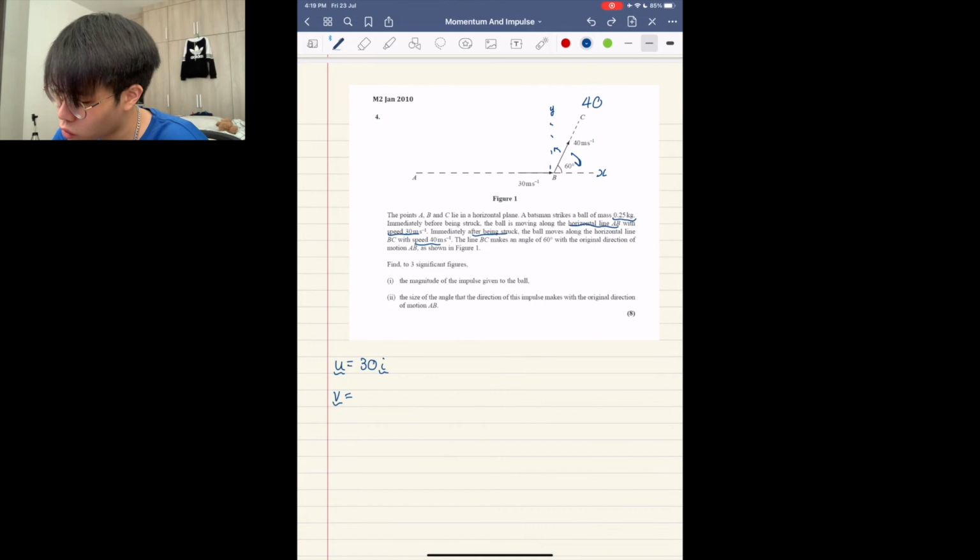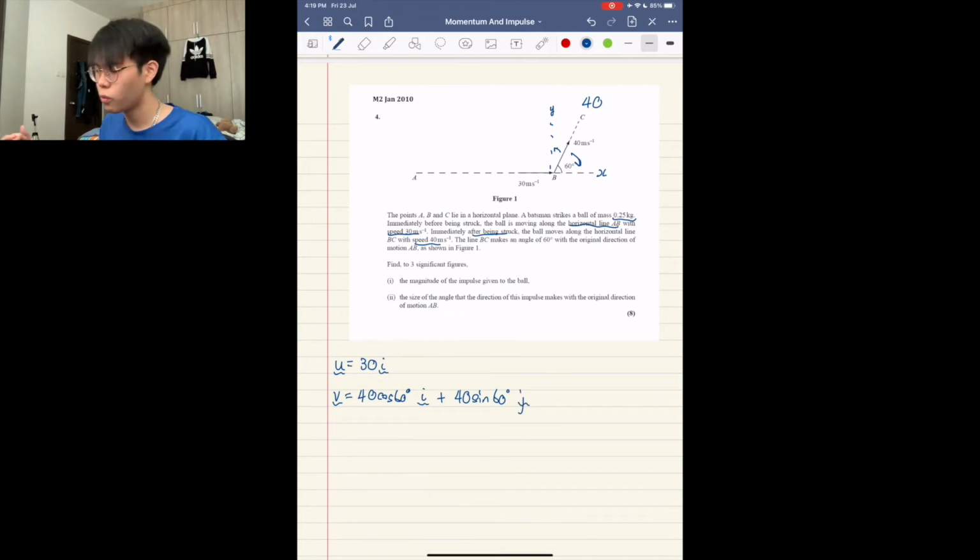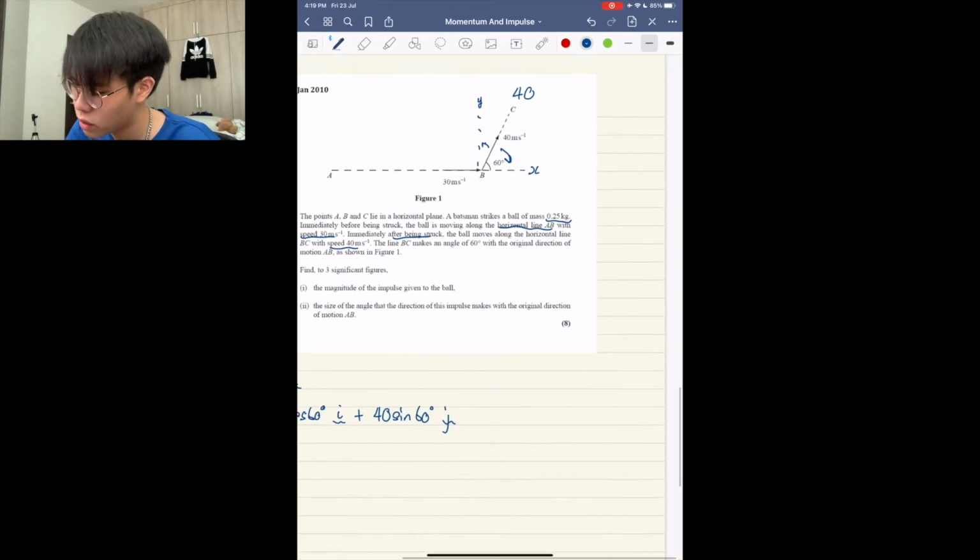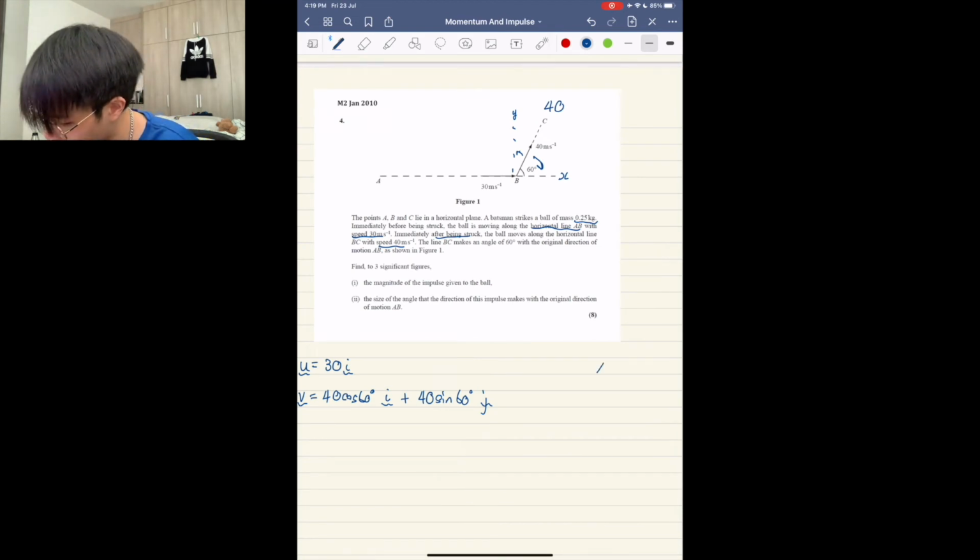Okay, if we're going into the angle, it will be cos 60 i, plus it's going out the 60 degree, so it's 40 sine 60 j. Another way to look at this is you can draw a triangle.